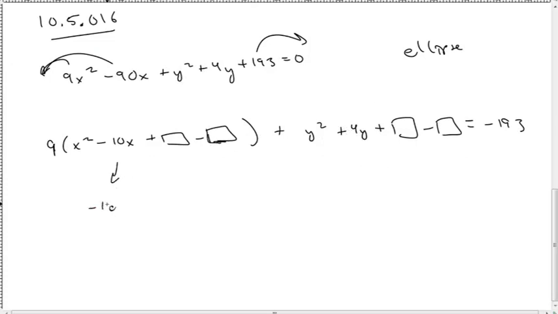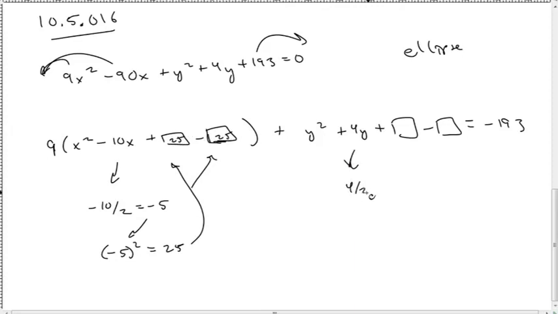To complete the square, I'm going to take the negative 10 divided by 2 to make a negative 5. Then I'm going to take the negative 5 and square it to make a positive 25, and that is what I'm going to put here and there. 25, 25. This guy is super easy. 4 divided by 2 is going to be a 2. 2 squared is a 4, and so I'm going to put a 4 both here and there.